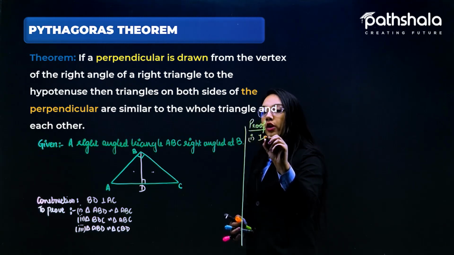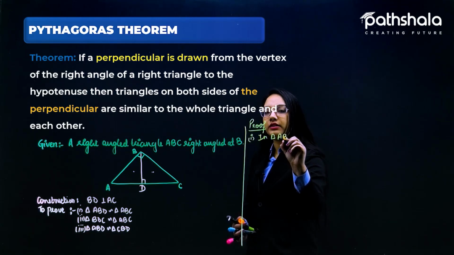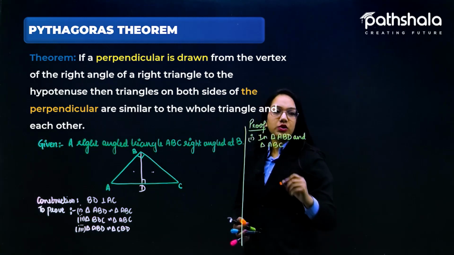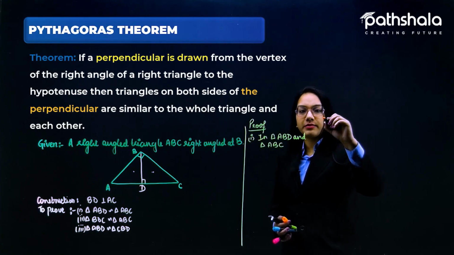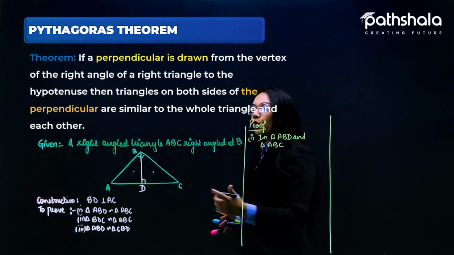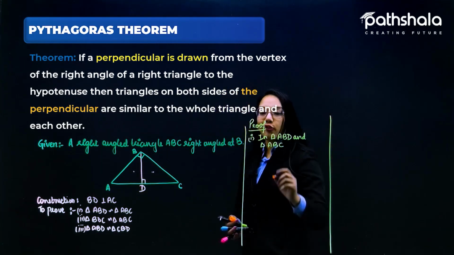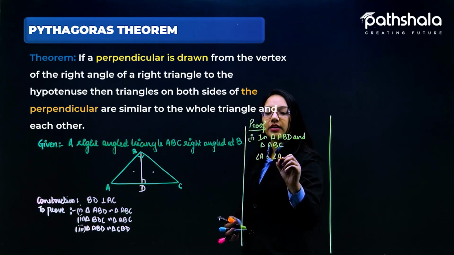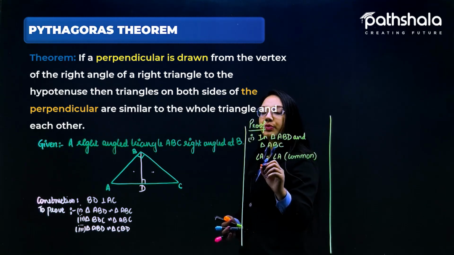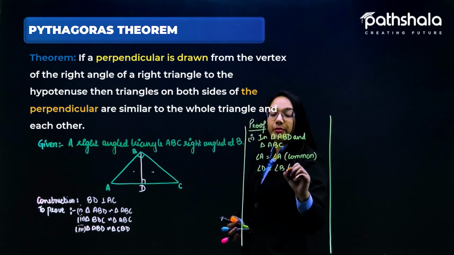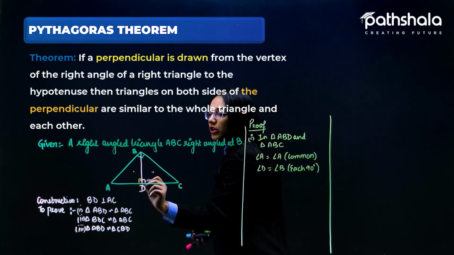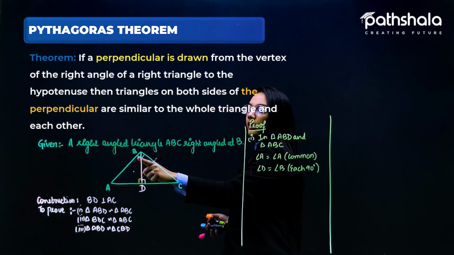So as we can see, let us take the two triangles, triangle ABD and triangle ABC. What are the things that are common in the whole triangle ABC and the triangle ABD? First of all, angle A is equal to angle A. It is common to both. And the other thing is that angle D is equal to angle B, because each is 90 degrees. As you can see, angle D is 90 degrees over here, and in triangle ABC, angle B is 90 degrees.